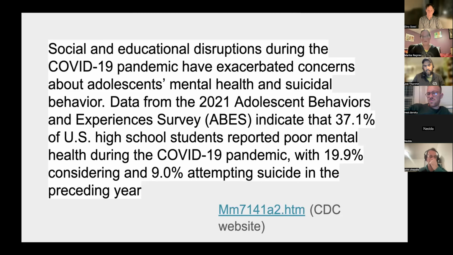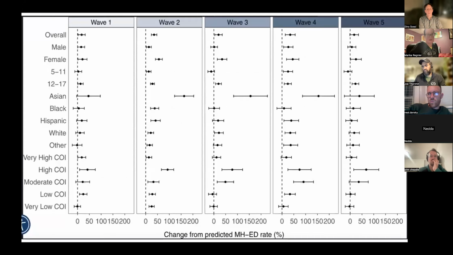And almost 20% considering suicide. This is from the CDC. And then, in New York City, there was another article that had data they pulled from New York City ERs, and these are hospital visits during the different waves of COVID. They identified 5 different waves.